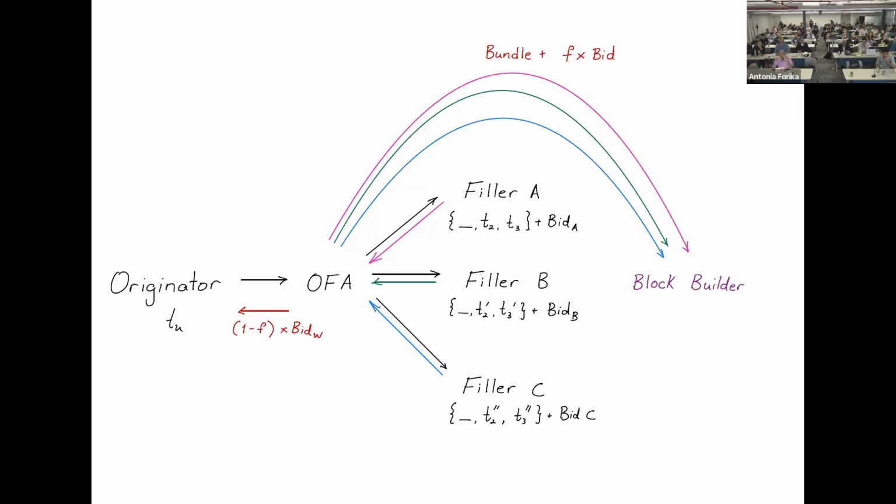Filler C will set another bundle with a bid. And they'll send all of these things to the OFA. And the OFA will then have to put the user's transaction in that spot because they don't want to reveal all the information to the fillers. So the OFA then puts that transaction into that spot and broadcasts it to the block builders.